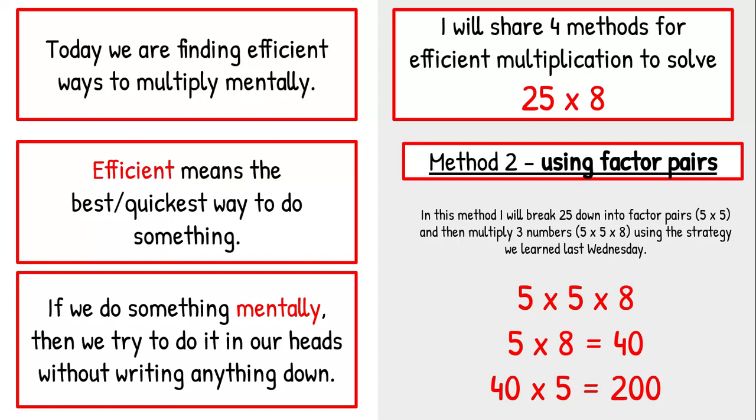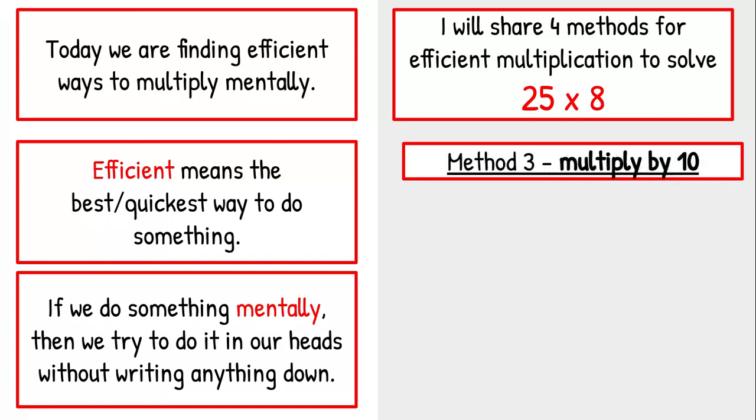So I've multiplied the 5 times 8 first. So using the bigger number first. So 5 times 8 is 40. And then I've used that spare 5 at the end to multiply my 40 by 5 to find the same answer. The 25 times 8 is 200.